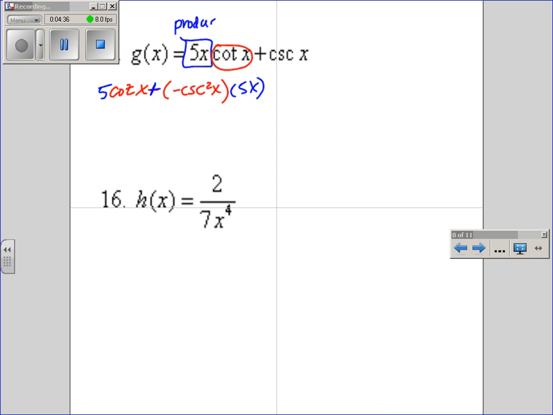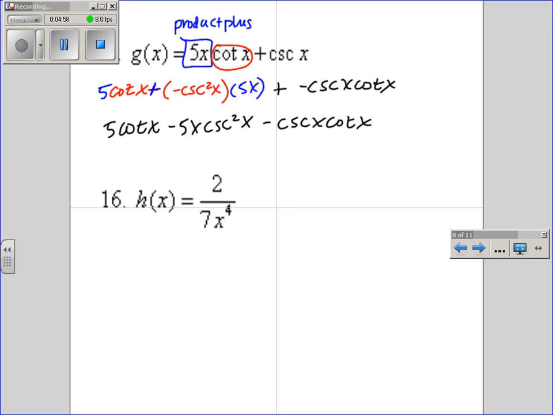Now over here, you just treat it as two separate problems. You got an answer here, you got an answer here. The derivative of cosecant is negative cosecant x cotangent x. I simplify everything. I have 5 cotangent x. Negative and a 5x give me a negative 5x cosecant squared x, and then minus cosecant x cotangent x. So this is your answer.